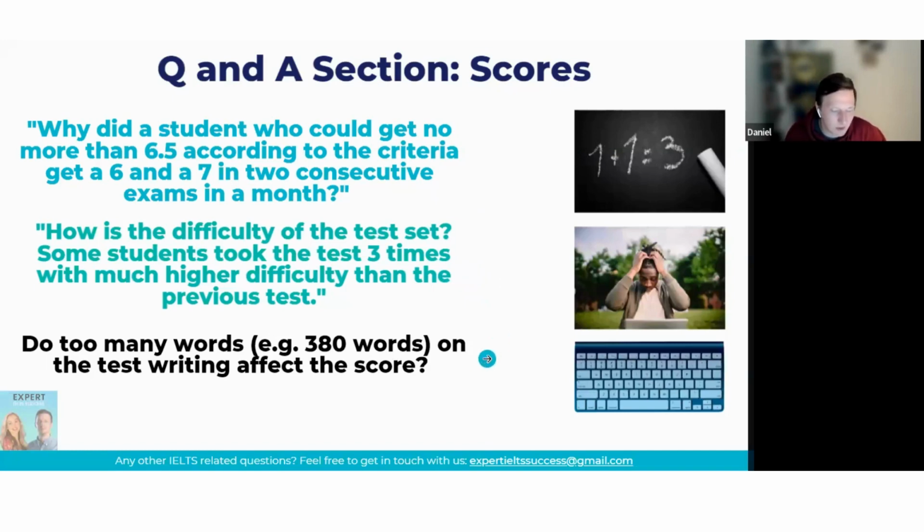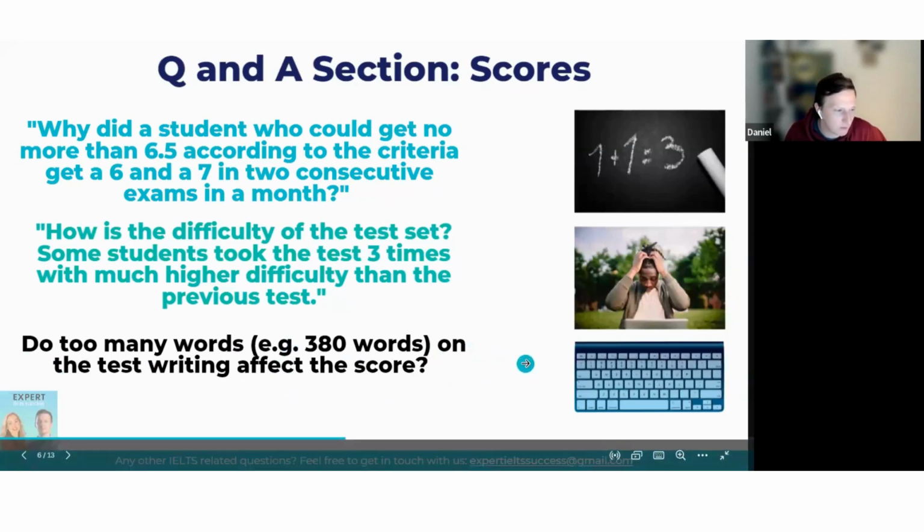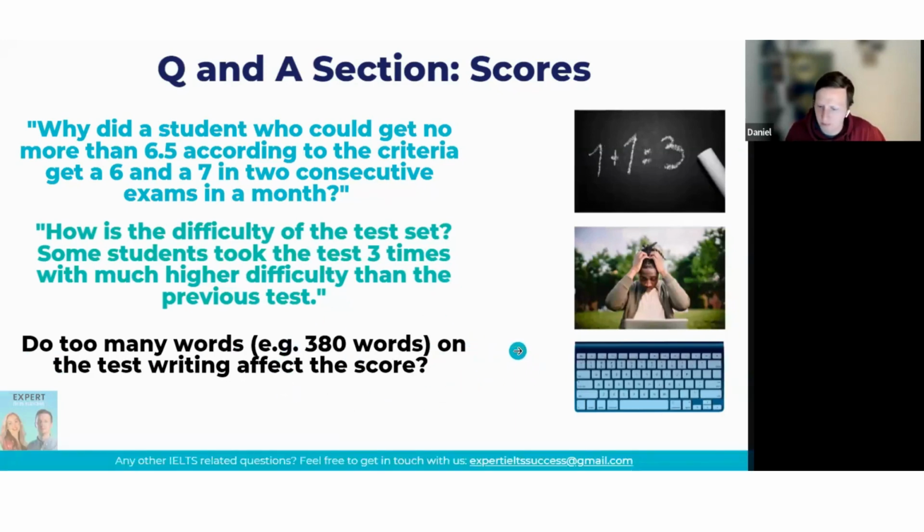Okay, this one comes up a lot, and we've had a lot of debate about this with our teachers as well, especially with the teacher group that we have. Do too many words, for example, 380 words on the writing test, does that affect the score if it asked me for 250? So if I write 380, would that affect my score? No, so they don't look at the number of words you write.